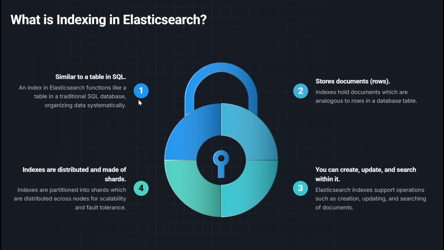And what is indexing? Simply, indexing is similar to a table in SQL. If you're familiar with SQL, or what we call a database management system, we observe that data is stored in rows in a database. Similarly, the index is like a table in a traditional SQL database that we use to organize data systematically. In Elasticsearch, indexes hold documents, which are like rows in a database table.